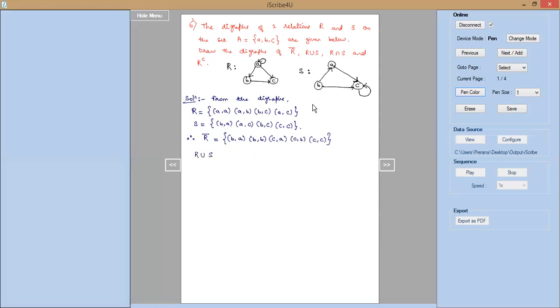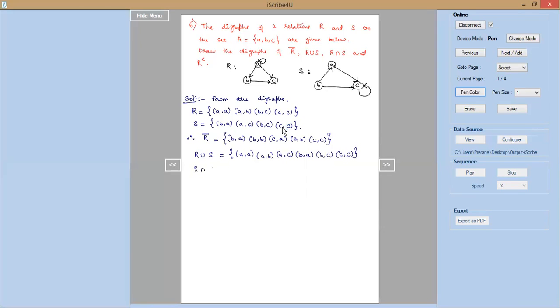Next we will write down R union S. Looking into the union: AA, AB, BA, AC, BC, then CC. So these are the elements of R union S. It's a usual union of two sets for us: AA, AB, AC, BA, BC, CC. So this is R union S.